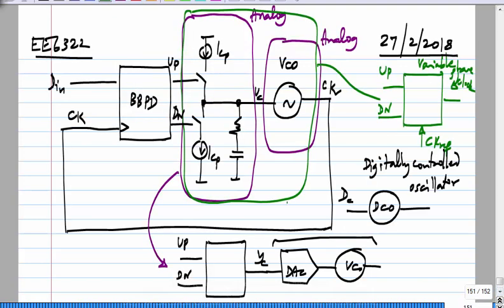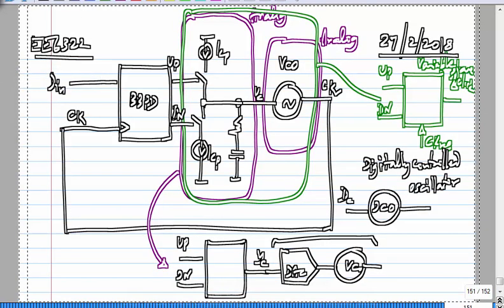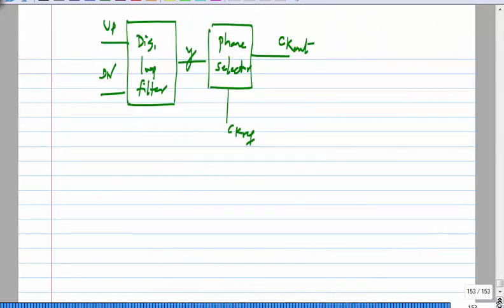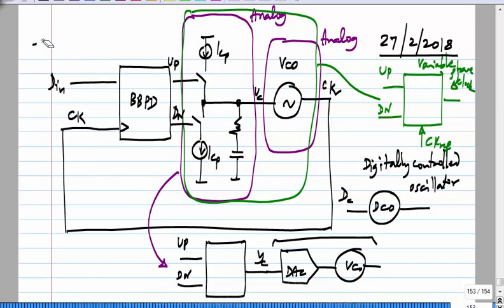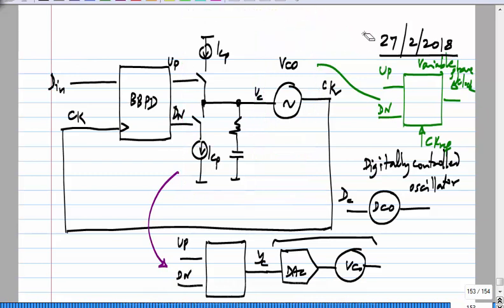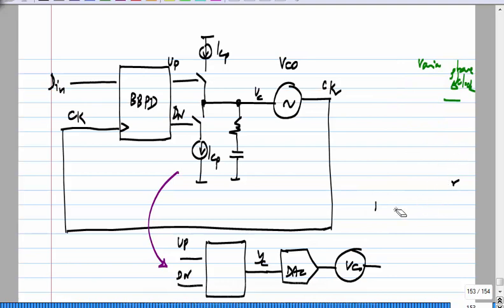Let me break the loop here. Okay, and look at the phase of the output clock of the VCO in response to these up and down signals. Let's assume that the clock is lagging D in, so that's why this gives a sequence of up pulses at every transition. So what does that do?